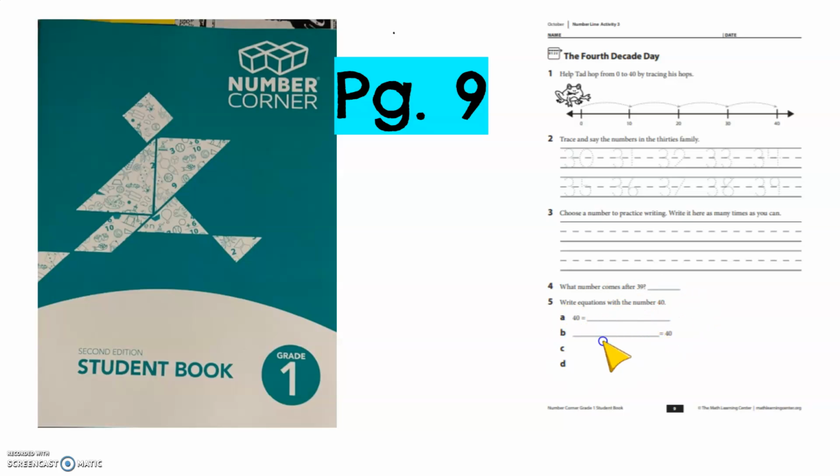And the last part of the page asks you to write down at least 4, not 1, not 2, but 4 facts that equal the number 40. I know you can do it.